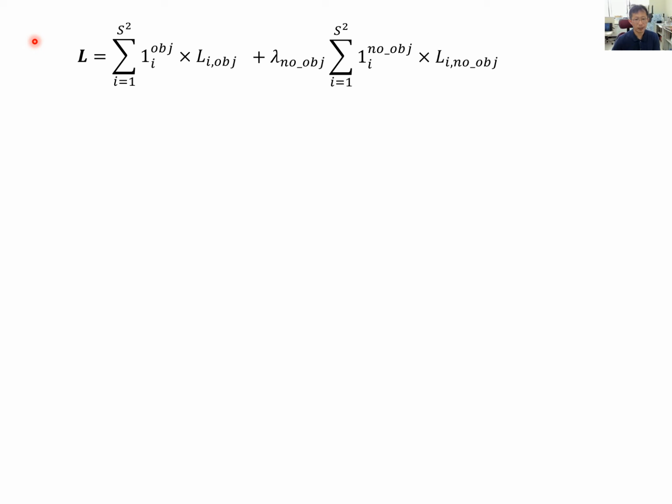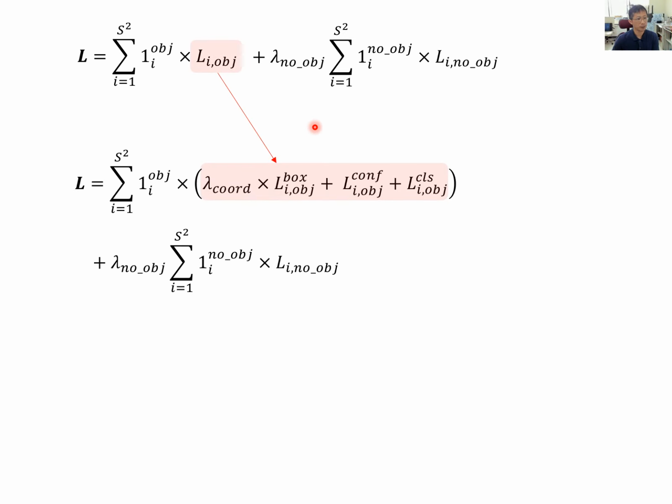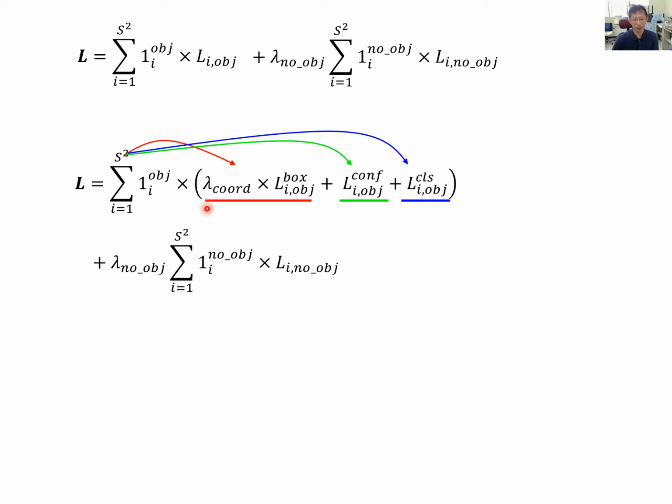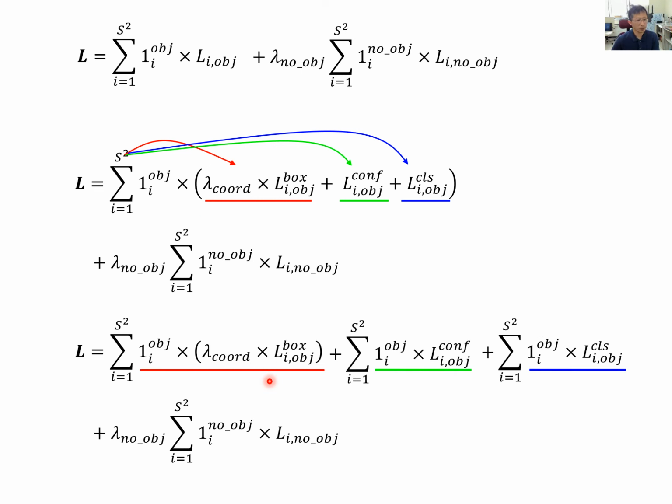In summary, the total loss is the weighted sum of losses defined on object anchors and non-object anchors. The object loss is the weighted sum of box loss, confidence loss, and class loss. According to the distributive property, the total loss can be expressed as this equation, where these three terms are respectively for box loss, confidence loss, and class loss.